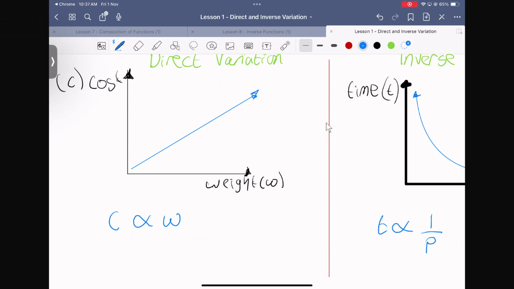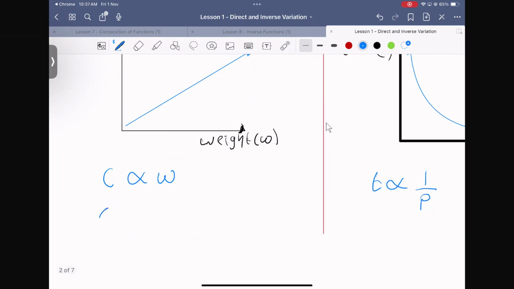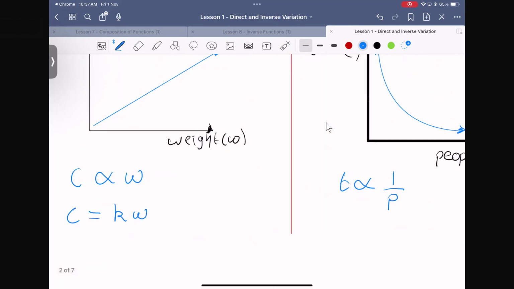So when we take our proportionality statements, we turn them into equations by adding a constant of proportionality, K. In the case of direct, it would look like this. In the case of inverse, it would look like this. Now that K, in the example of the tomatoes and the chicken, is the cost per kilo, the per kilo price. So we would need to find this constant of proportionality.